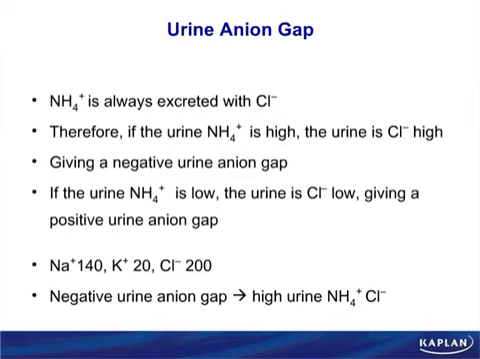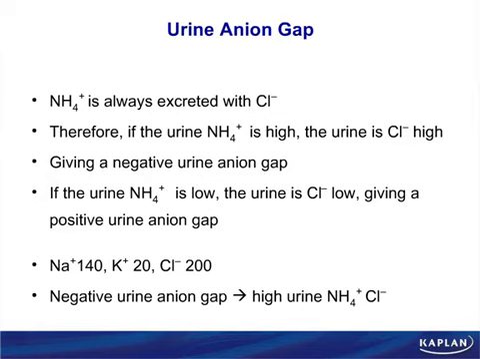So, what is the urine anion gap? Well, I mentioned that ammonium is always excreted with chloride. Therefore, if the urine ammonium is high, the urine chloride is high. This gives you what we call a negative urine anion gap. What a negative urine anion gap means is that there are more anions than cations in the urine. We don't have a way to measure ammonium in the urine. So if you want to see how much ammonium is in the urine, you can check what we call the urine anion gap.